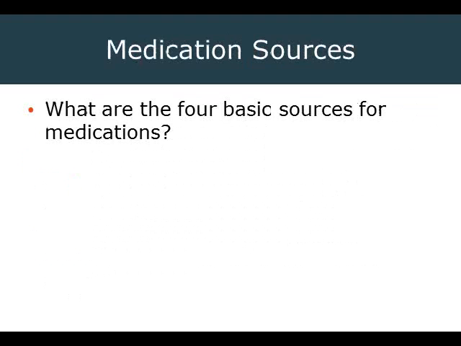So, the sources of medications. The four basic sources of medications, which you should be able to find on page 266 in your textbook, are plants, animals, minerals, and synthetics. Meaning three of them come from our environment, and one of them, synthetic, is something that we make. So, some examples of these, plants.